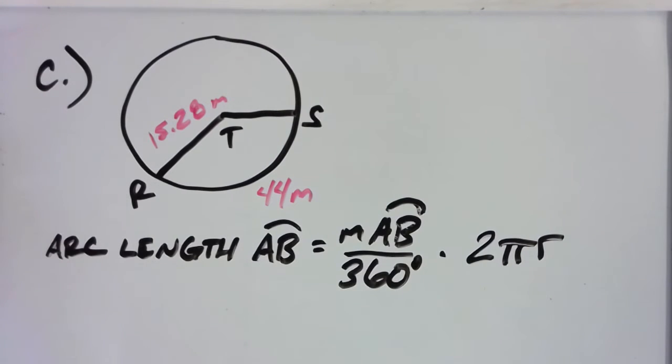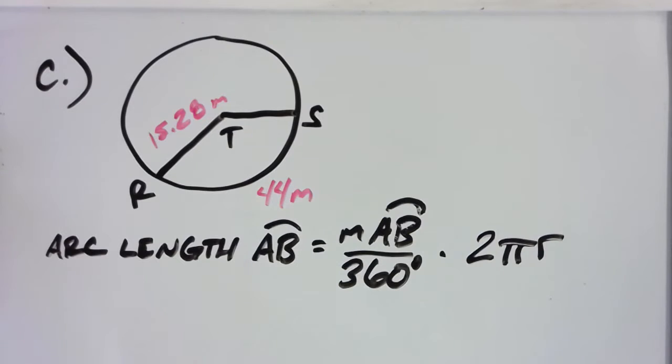All right, clip number 3 of Chapter 11, Section 1 notes. This part C, I wasn't able to fit into the last clip, so I'm just going to finish this problem out right here. Again, these types of problems, it's really about translating the information given in the diagram to what I need for this formula on arc length.